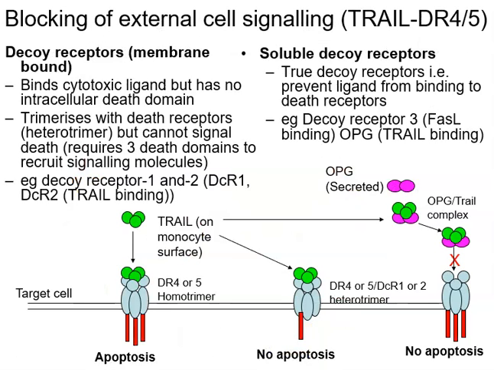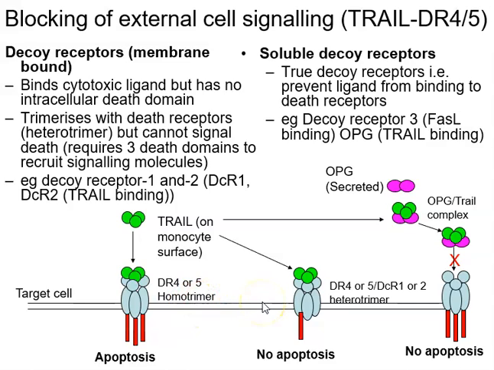Now, because the result of ligand binding to receptor is certain cell death, this is very tightly controlled. So cells have ways of bypassing or resisting T cell and natural killer cell mediated apoptosis, and they can do this in a number of ways. One of the ways is to express decoy receptors. Now, TRAIL, which is on the surface of our monocytes and some of our natural killer cells, binds to death receptor 4 or 5, and that creates a DR4 or DR5 homotrimer, and that induces apoptosis.